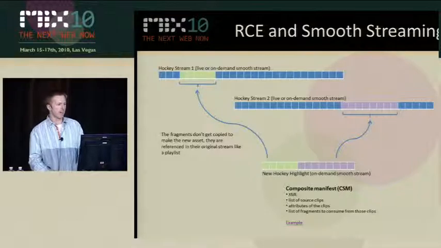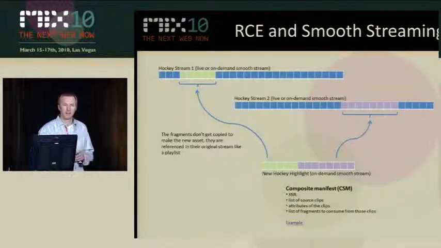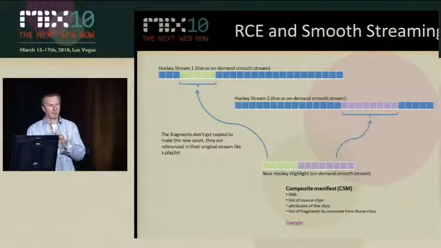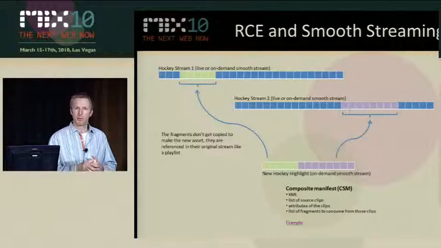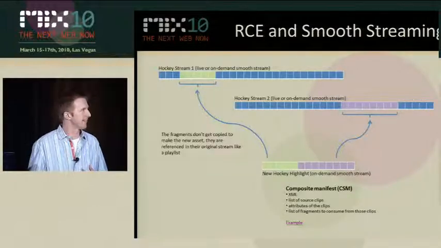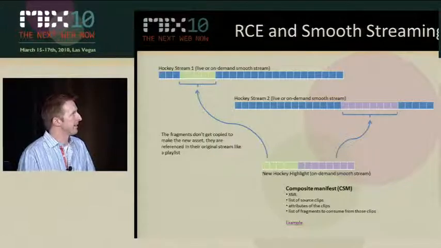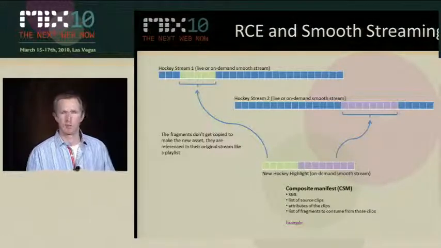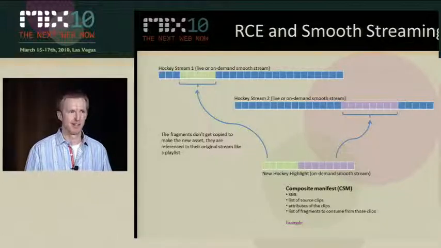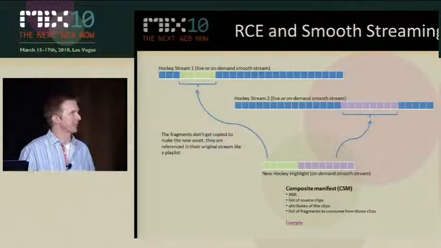All right, before we go too much further, I want to focus in again on the RCE and smooth streaming. I talked about how really the most important part was to take existing assets and repurpose them to build a new asset. And how is that done? Let me get a quick show of hands. How many people are familiar with smooth streaming? Excellent. All right, then I don't have to establish much of a baseline there.